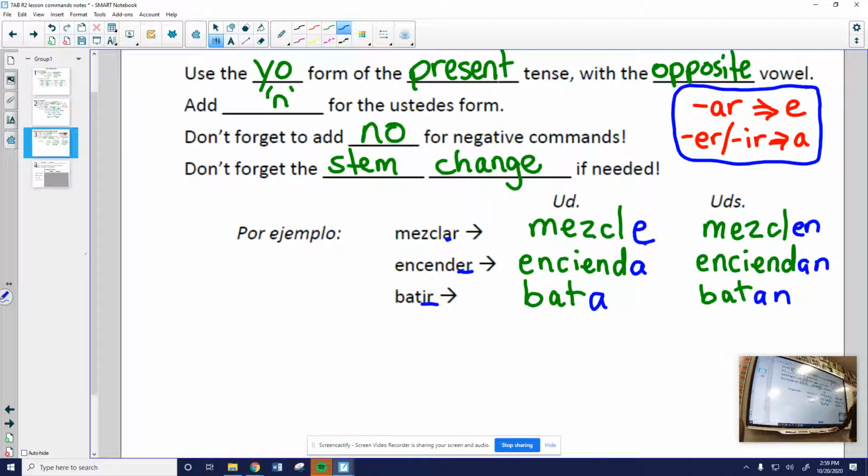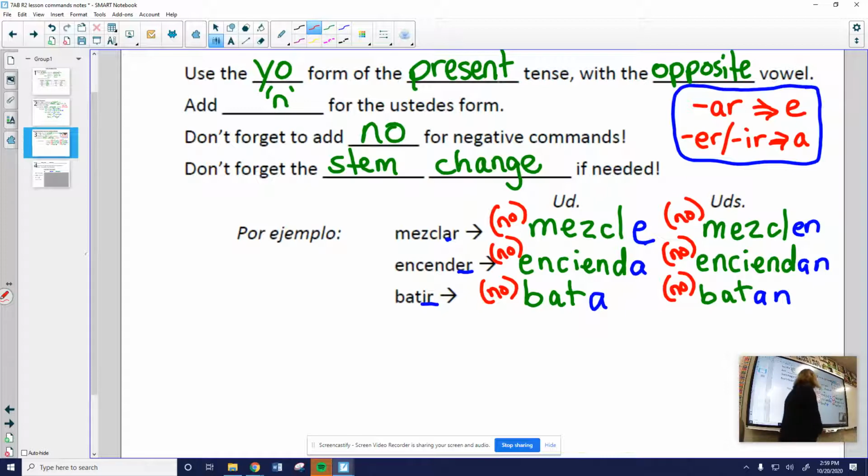All of these commands can be made negative just by adding no in front. No mezclen, no enciendan, no batan. Otra vez.